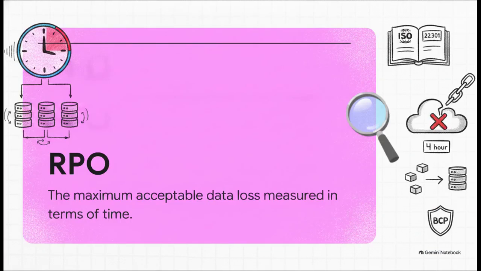Right, so the answer is RPO, or Recovery Point Objective. Basically, if an organization has an RPO of 4 hours, that means they run their backups frequently enough that if a massive disaster strikes, they're going to lose no more than 4 hours worth of data.